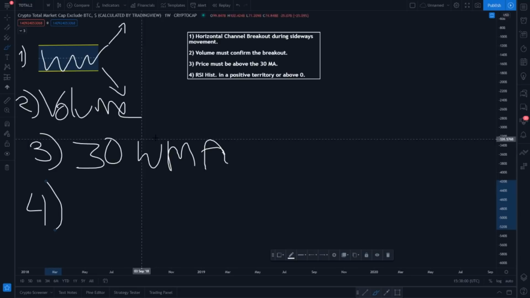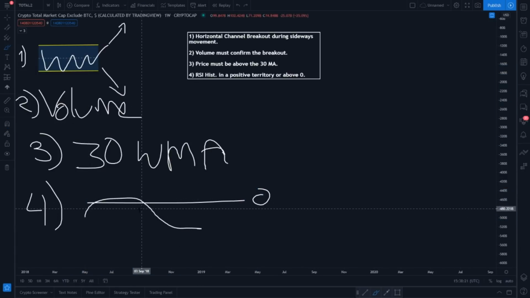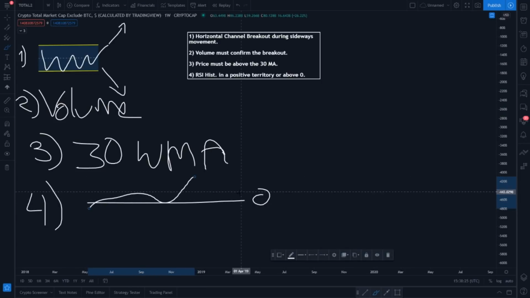And the fourth is the RSI. The RSI histogram must be in positive territory and it must be above 0. If the RSI histogram is in positive territory, this is the 0 line. If the RSI histogram is in negative territory, this won't play out. So what we need is the RSI histogram also in positive territory above the 0 level.